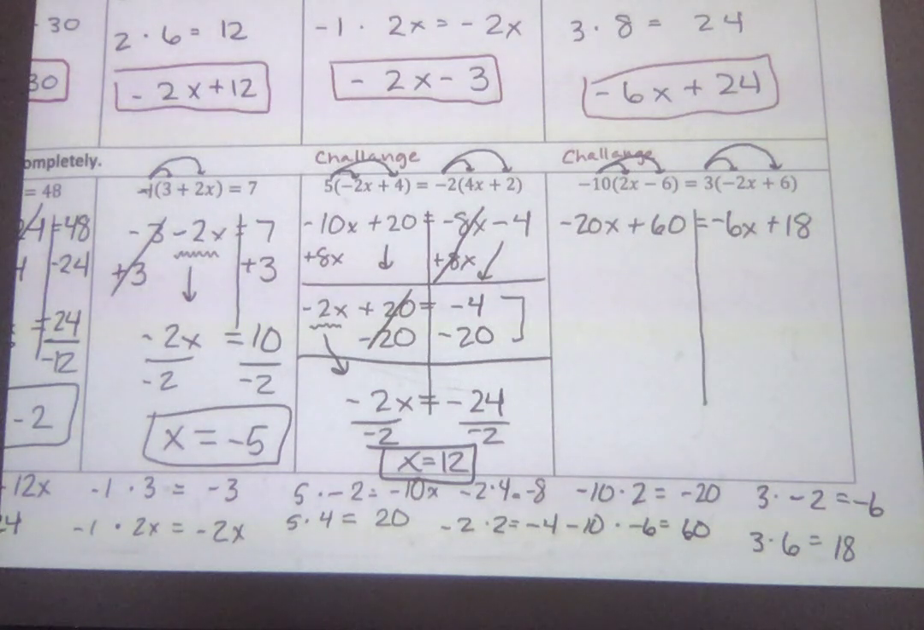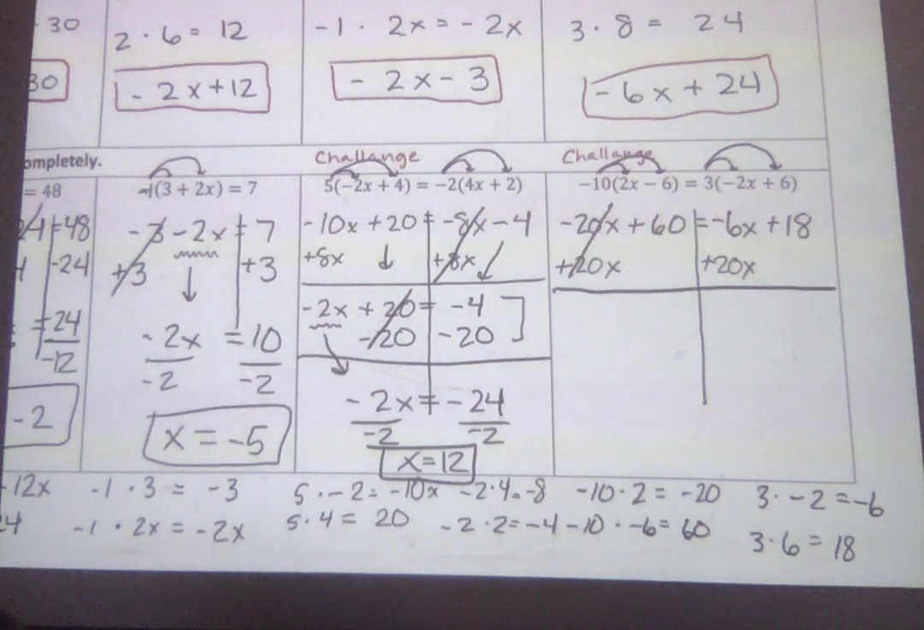We draw a line down. Omar, do you want to move the negative 20x or the negative 6x? Negative 20x. So Omar's going to move the negative 20x over. It's a negative 20, so we're going to add 20x to both sides. It'll be plus 20x on both sides.